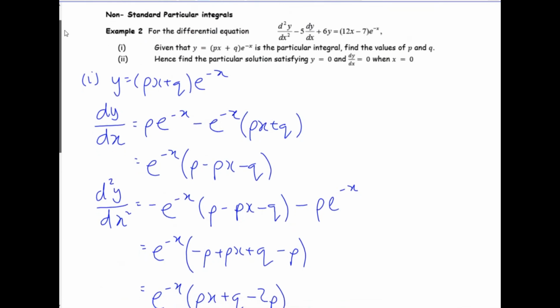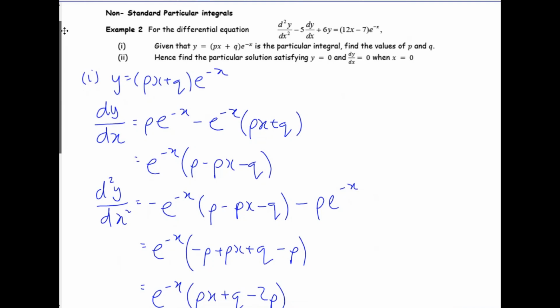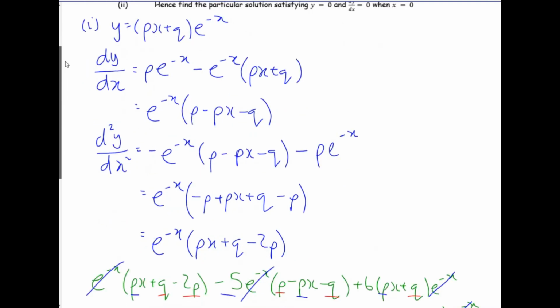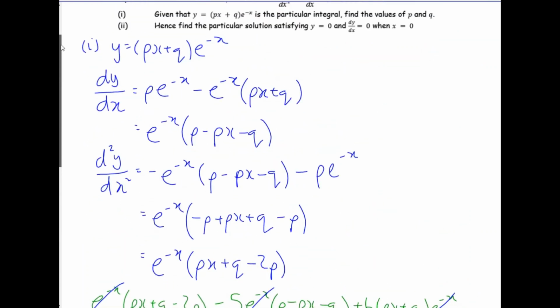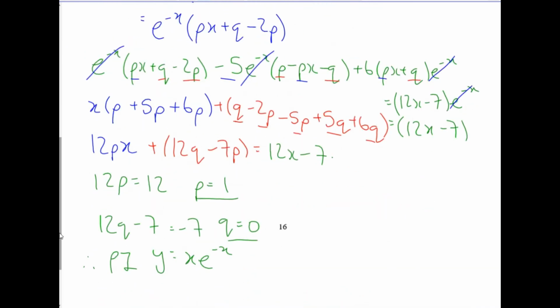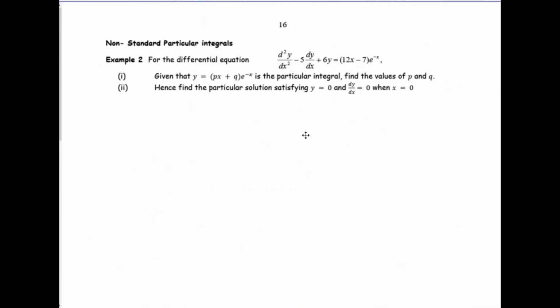It then wants us to find the particular solution satisfying the boundary conditions x equals 0, y equals 0, dy over dx equals 0. So I'm going to go back and do the complementary function for the first bit. Does anybody object to me rubbing this off? Thank you. So we found that the particular integral was y equals x e to the minus x.